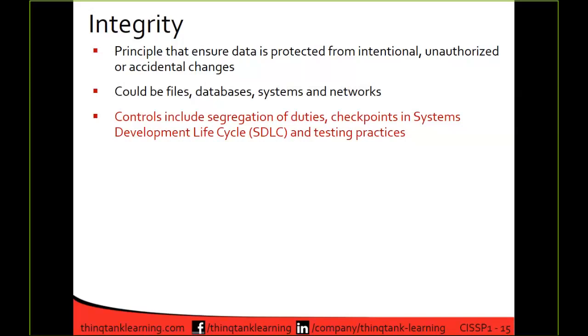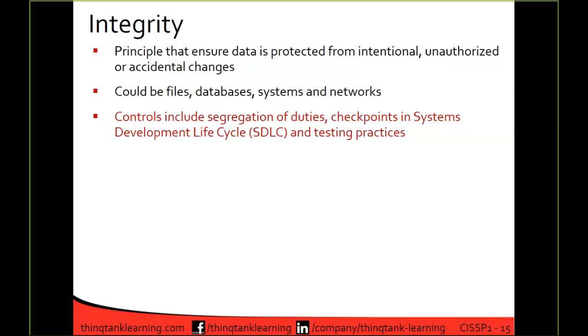But the principle of integrity is not hiding the information, not encrypting the information, but somehow assigning some sort of signature to that information that allows us to verify that it hasn't been modified. Okay? Could be a file, could be a database, could be systems, it could be network information, could be an email, and so on.